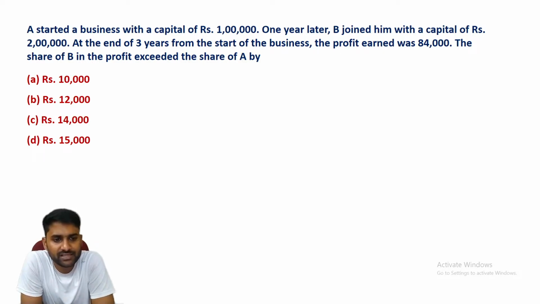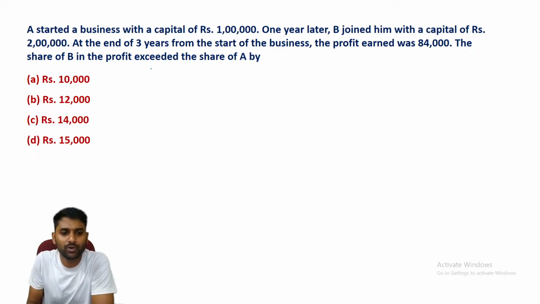See this information. A started a business with a capital of 1 lakh. 1 year later, B joined him with a capital of 2 lakhs. At the end of 3 years from the start of the business, the profit earned was 84,000. The share of B in the profit exceeded the share of A. What is the difference between A and B's profit?